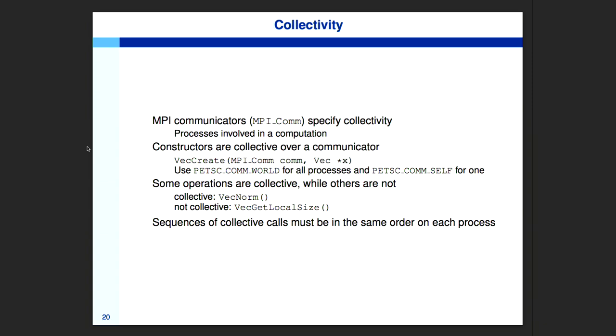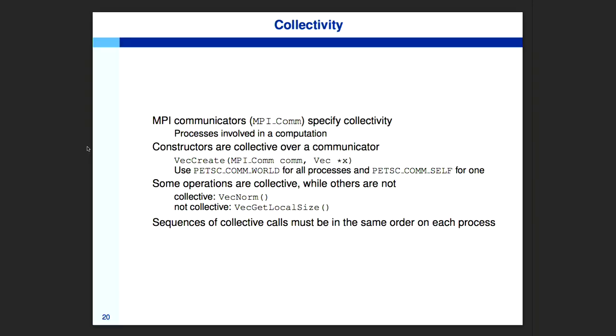And so that is indicated at the time when you create a vector or any other object. Some options and some operations are collective, such as doing a norm, for example, and some are not collective, such as getting the local size of a vector. So if you're doing sequences of collective calls, they must be done on each process in the same order.